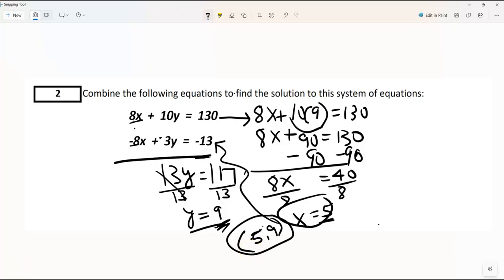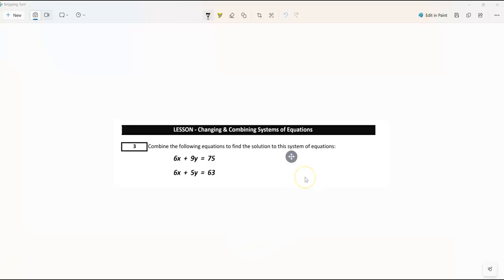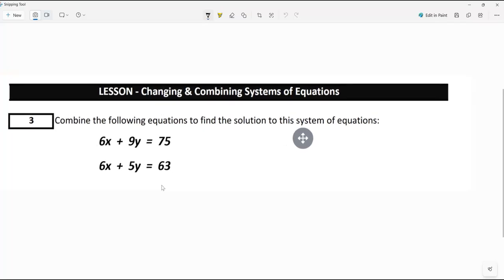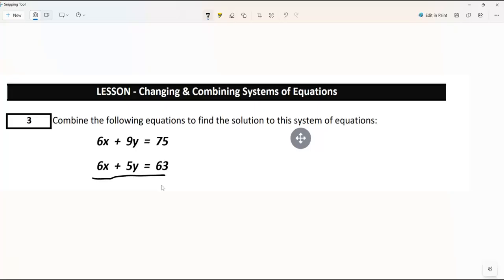So we know how to do that, right? But now we're going to look at a new kind of problem today. Number 3 represents a new kind of problem. Let me make the screen a little bit bigger here. Okay, so here we have a new problem. We don't have any choices to try. And if we put these together, what would we get? If we added the x's together, these are both positive, so we would get 12x. And if we added the y's together, these are both positive also, so we get 14y. And that would be equal to these two added together, which would be 138.